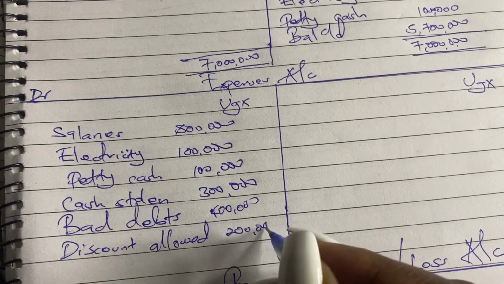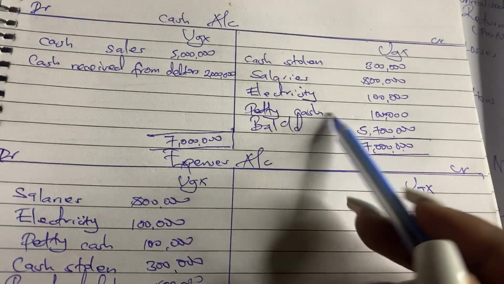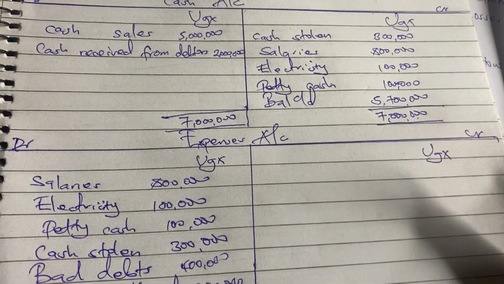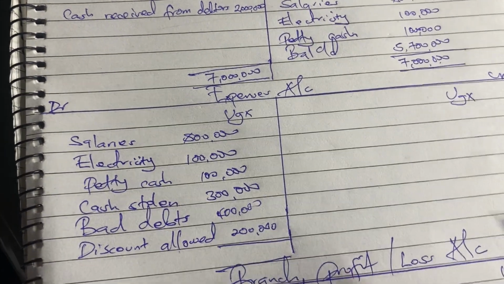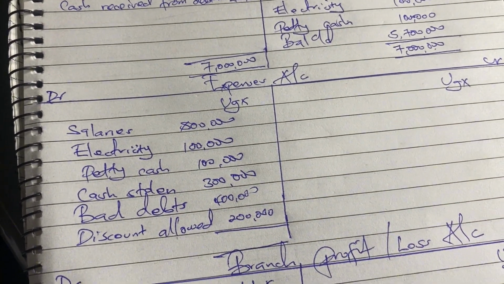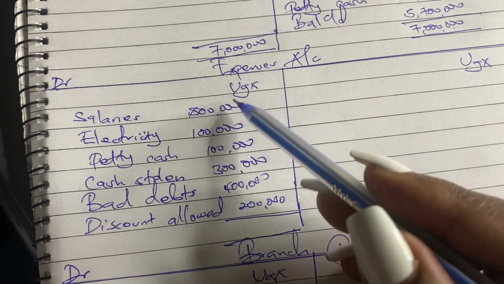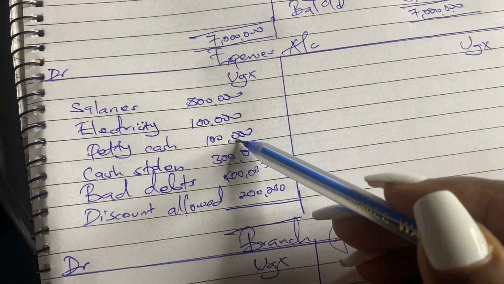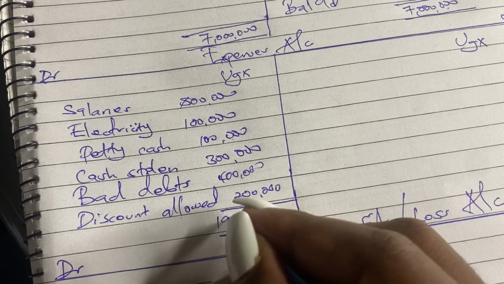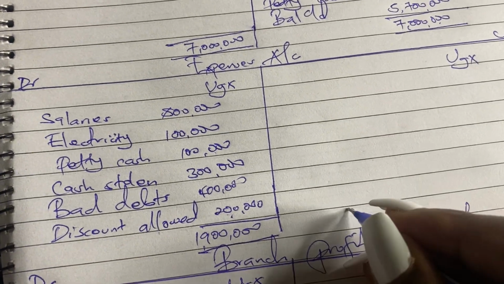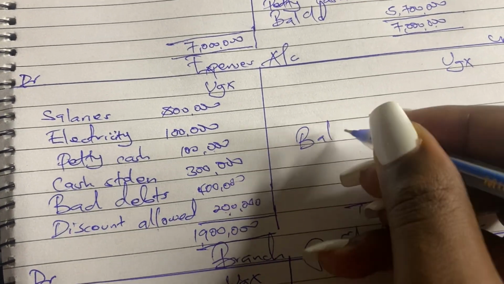Discount allowed of 200,000. The reason why we do not include bad debts and discount allowed in the cash account is because no real cash is actually going out of the business, but they are regarded as expenses, but they're not cash transactions. Yeah, so discount allowed and then bad debt. So we add the total. So this plus this plus this is 1M, then this is 700, then this is 900. So it's 1.9. Then we read this as the balance carried down.